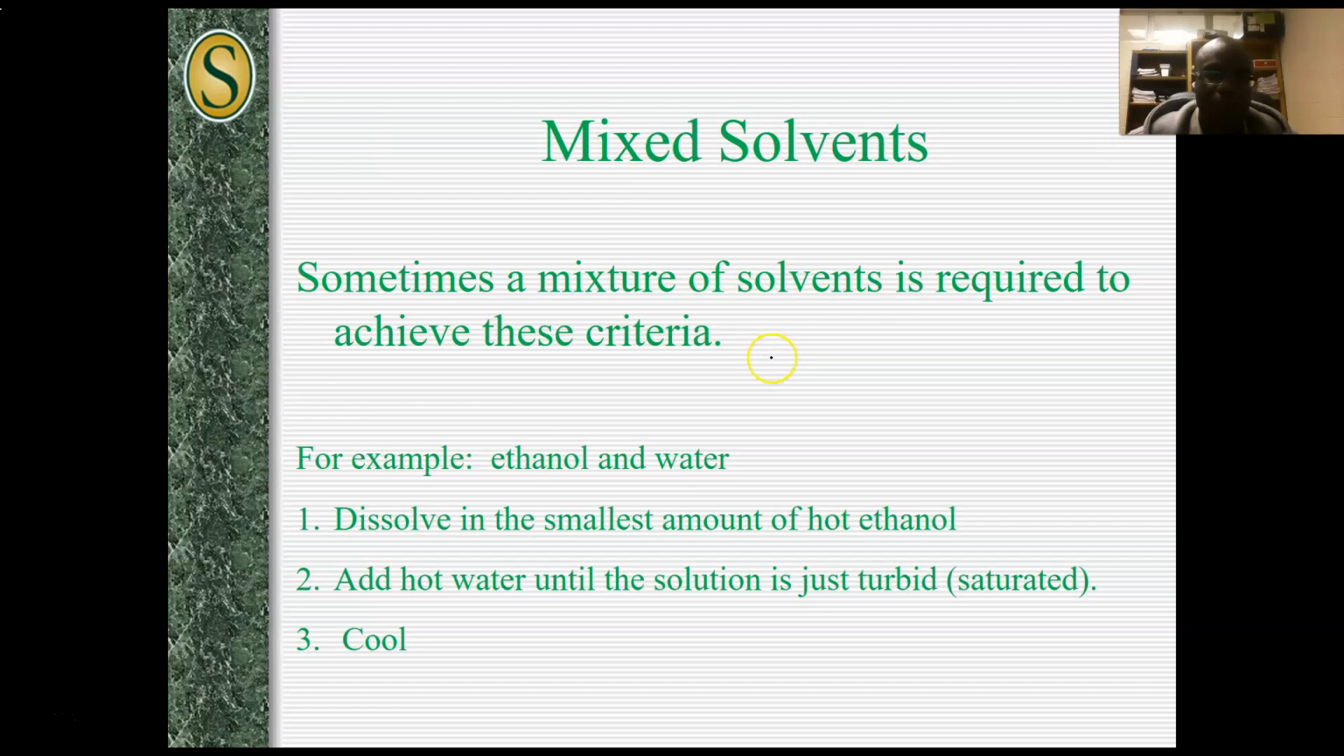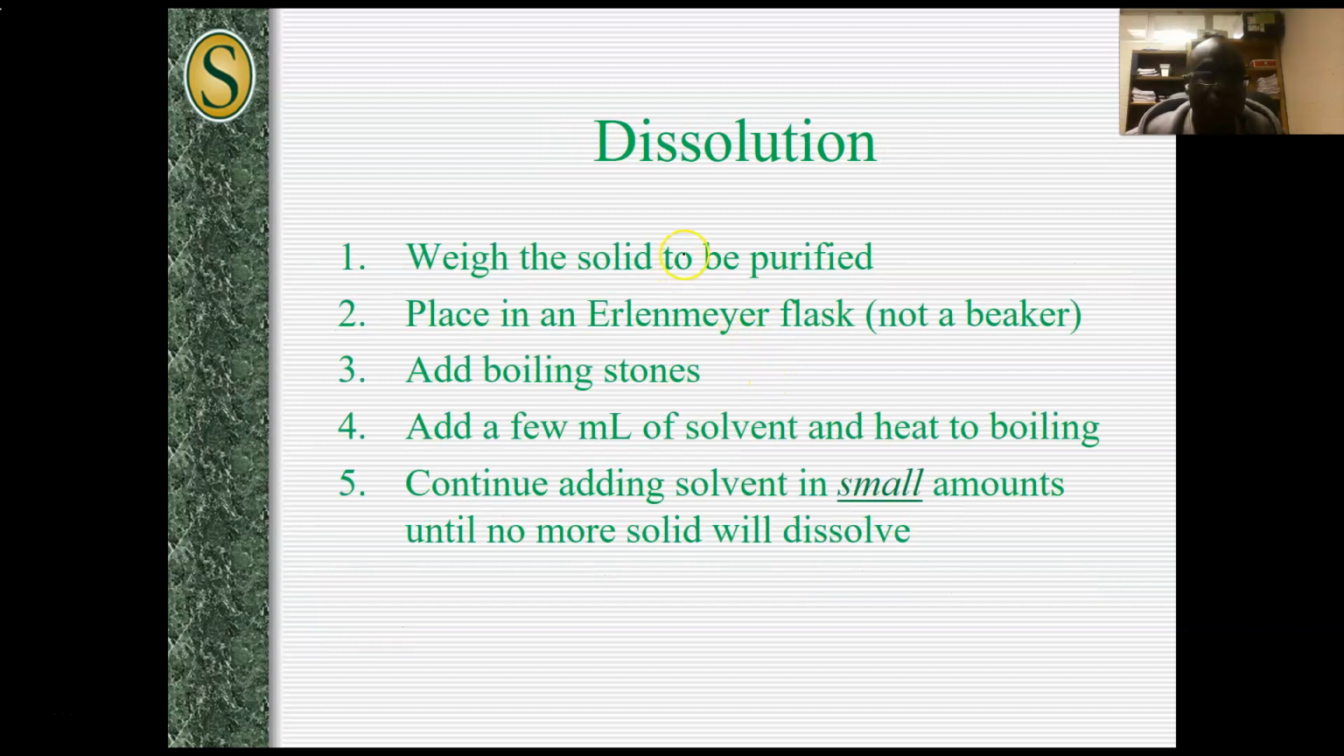Sometimes you might need to use mixtures of solvents to make sure you crystallize well, but that will not be done in this lab. You might need it for 268. So again, I've explained the process. You weigh the solid to be purified and put it in a flask. That's your flask. You put your solid, the gray mixture, in the flask.